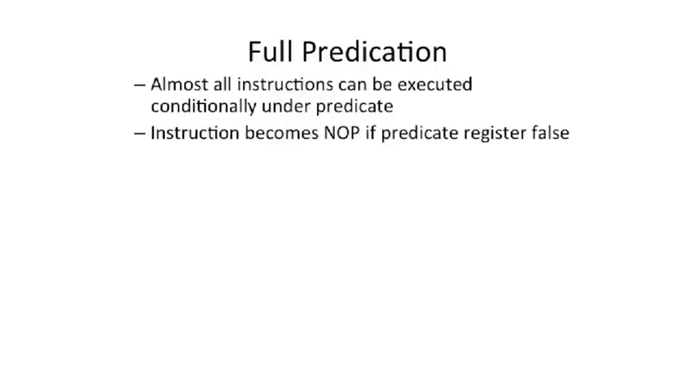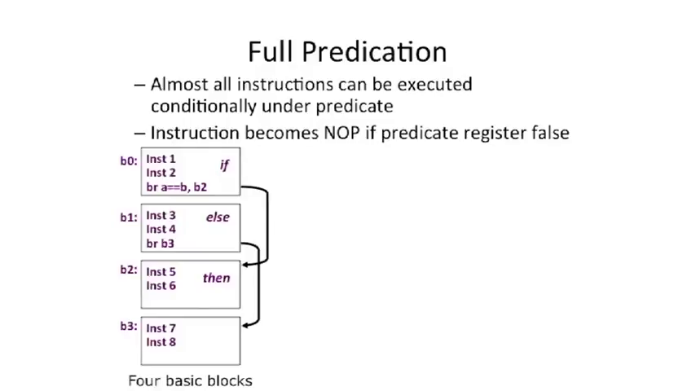OK, so let's take a look at full predication. With full predication, we're actually going to change the instruction set such that all, or almost all, of the instructions are executed conditionally based on some predicate. If the predicate is false, the instruction is not going to do anything. It's just not going to have any side effect. So let's look at a code sequence here. In this code sequence, we have an if, then, and an else, and then some code after we're done.